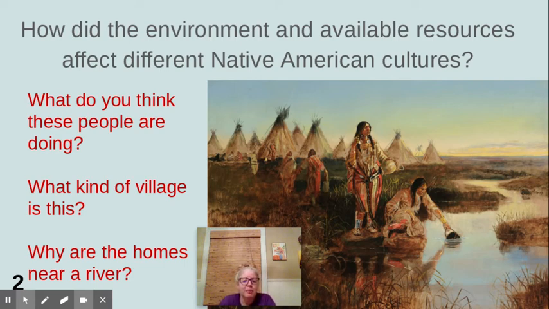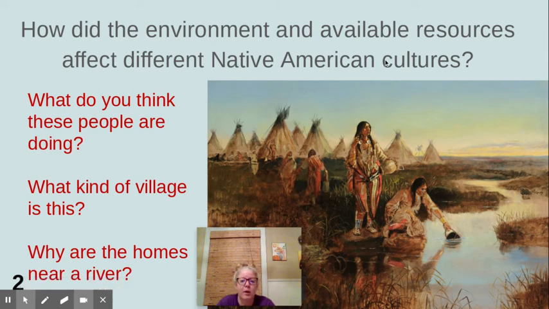What do you think the people in the picture are doing? Take a close look at what they are holding, and what they appear to be doing with those things. In the background, I see what appears to be a village. What kind of village do you think that is? Do you think those are people that build their homes and stay there for a while, or do you think they migrate and are more nomadic, where they travel? Why would they put their homes right near a river?